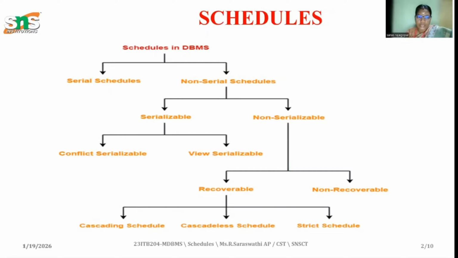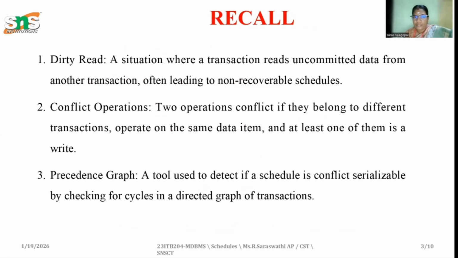It may be a serial schedule or non-serial. A non-serial schedule contains two categories, serializable and non-serializable. Serializable includes conflict and view. Non-serializable includes recoverable and non-recoverable, which includes cascade and cascadeless.